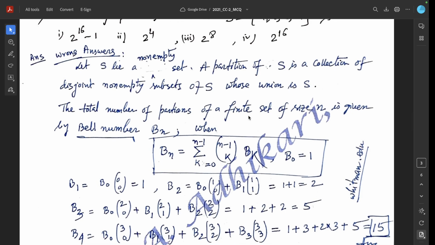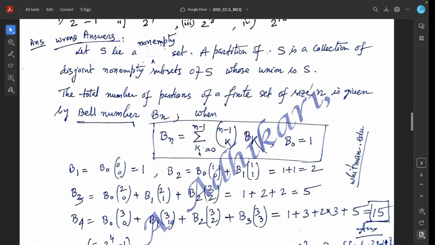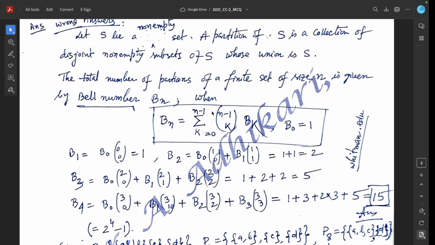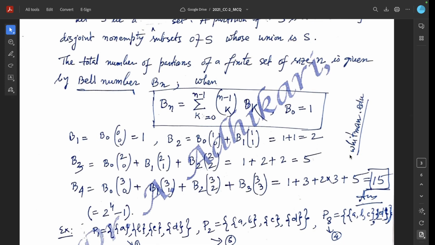The total number of partitions of a finite set of size n, that is the number of elements in n, is given by Bell's number Bn, where Bn is the summation k equal to 0 to n minus 1 of (n-1 choose k) Bk with B0 equal to 1. We take help from the whitman.edu website. So B1 equals 1, B2 equals 2, B3 equals 5, B4 equals 15, that is 2 to the power 4 minus 1.